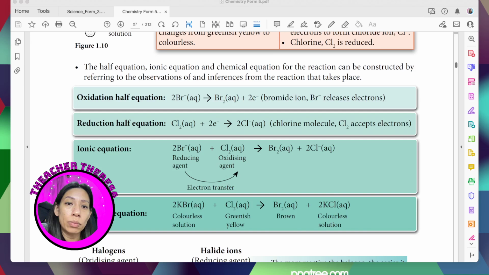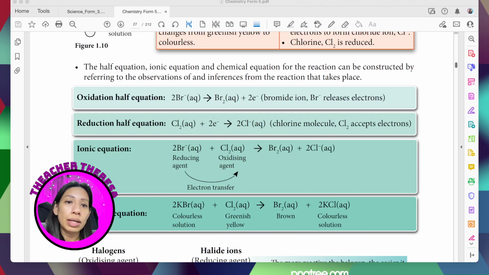So why compared to bromine? Because chlorine, like I said, compared to bromine is more reactive. So more reactive, the tendency to form a negative ion is higher. To receive an electron is higher, right? Thinking back in Form 4. So compared to bromine, chlorine has the tendency to receive electron.